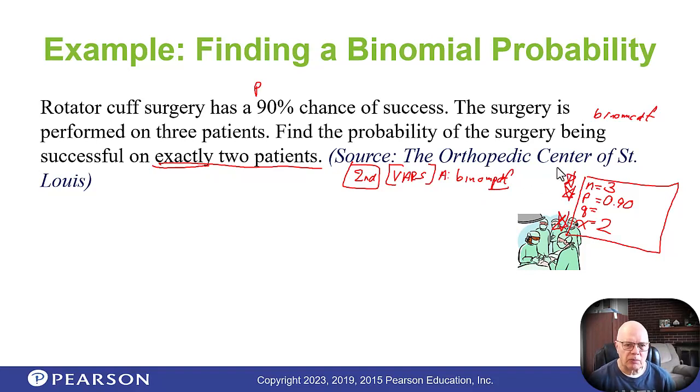Once you do, you're going to put in these three numbers. The number of surgeries, the probability in each one, and the number of successes that you're interested in finding the probability for.